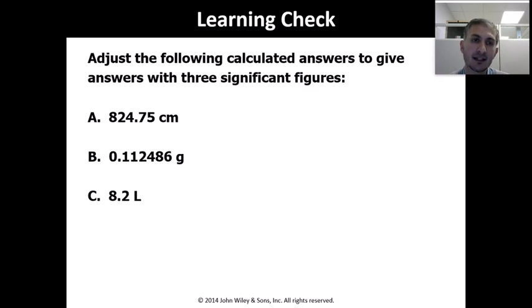For the second example, it says round the number to 3 sigfigs. 1, 2, 3. So we need to drop 4 and all digits after that. 4 is smaller than 5, so we just need to drop it. We call it round off. So 0.112 is the correct answer.